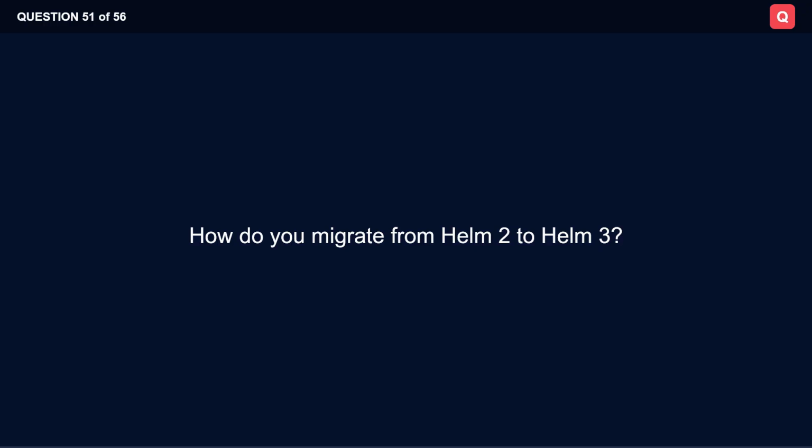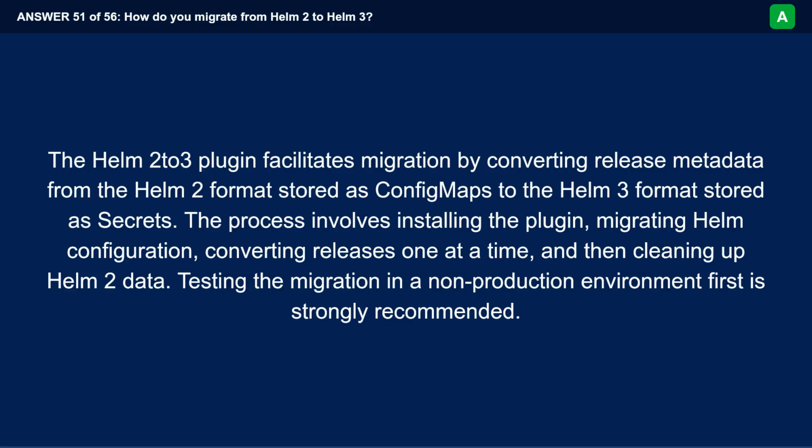How do you migrate from Helm 2 to Helm 3? The Helm 2 to 3 plugin facilitates migration by converting release metadata from the Helm 2 format stored as config maps to the Helm 3 format stored as secrets. The process involves installing the plugin, migrating Helm configuration, converting releases one at a time, and then cleaning up Helm 2 data. Testing the migration in a non-production environment first is strongly recommended.